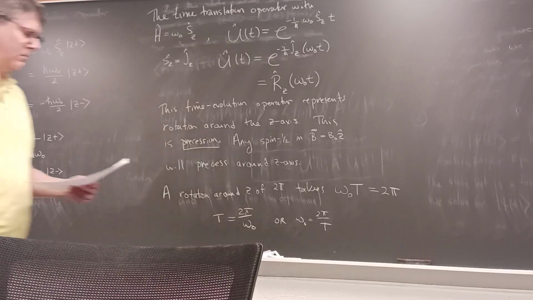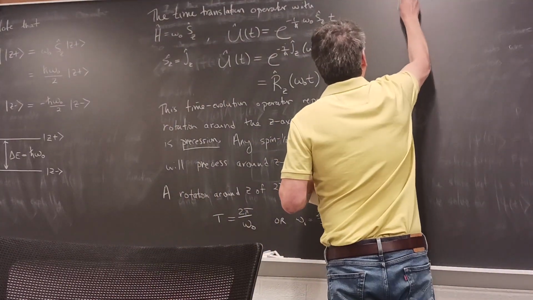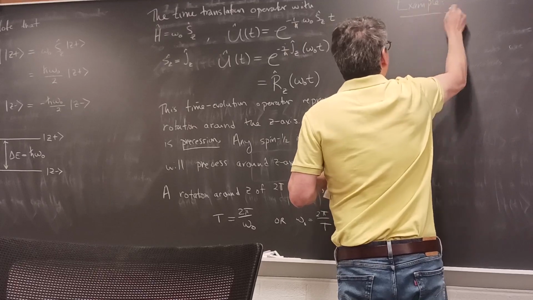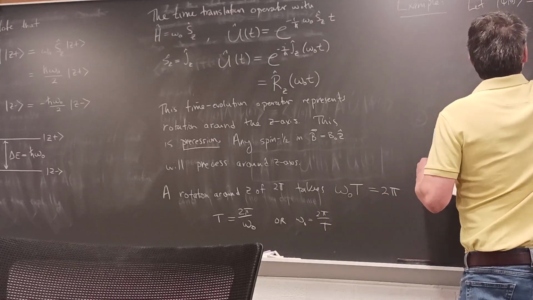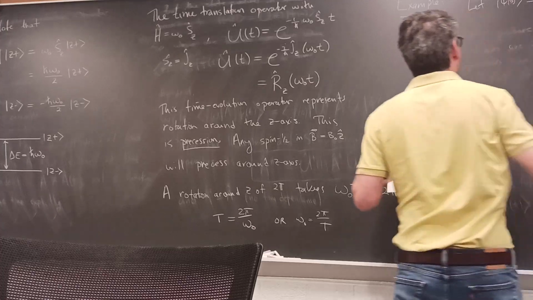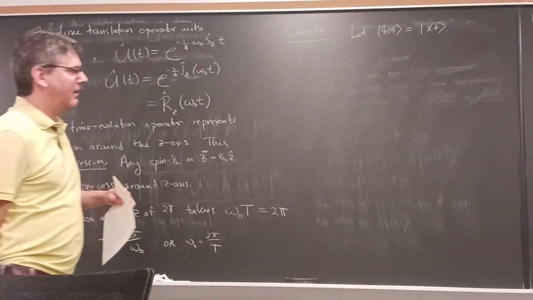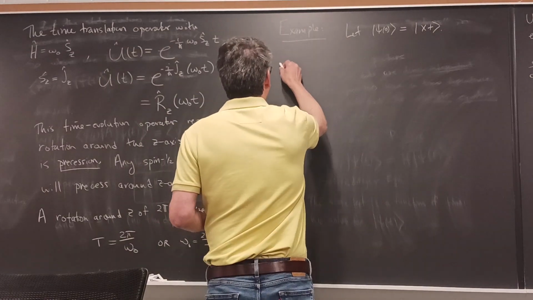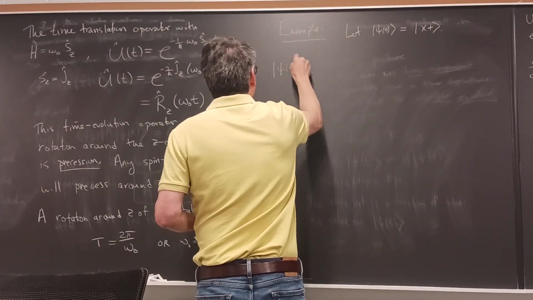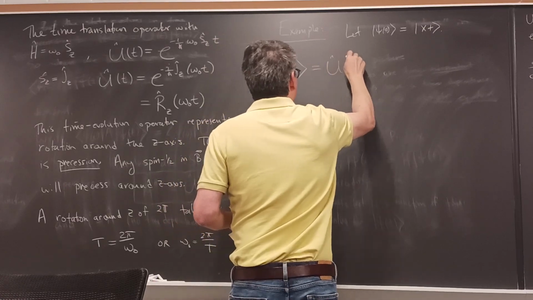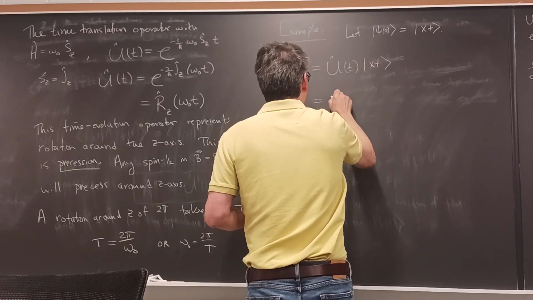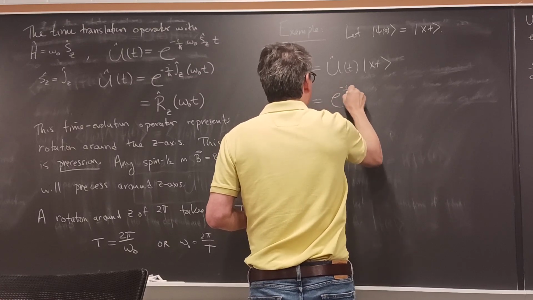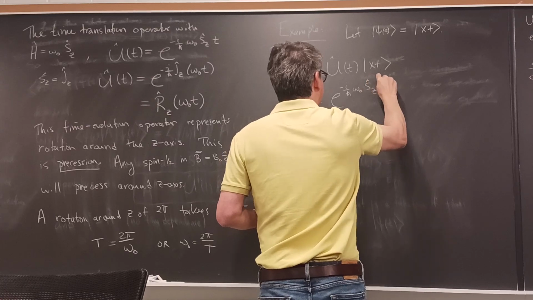So let's do an example. Let the initial state of the spin be in the state x plus. I shouldn't say direction, it's just the state x plus. That's not a direction. And now let's calculate what the ket will do at later times. So psi of t will be the time evolution operator acting on the ket x plus. And again, this is e to the minus i over h bar omega 0 Sz t.